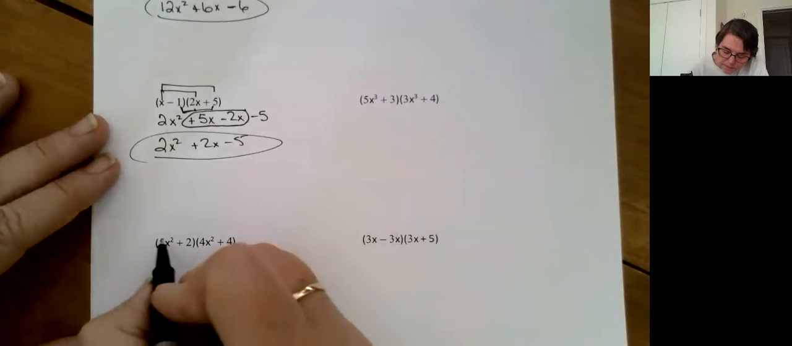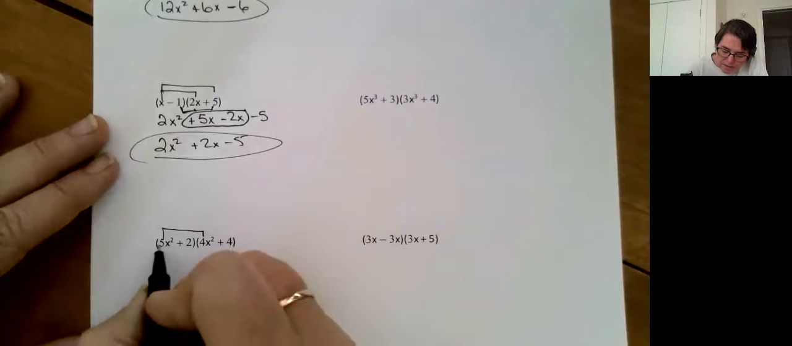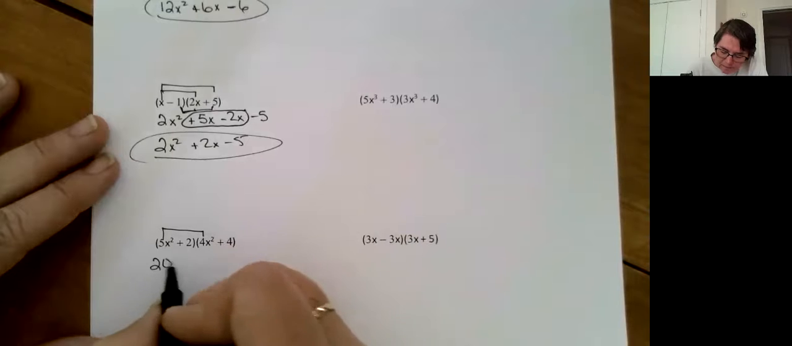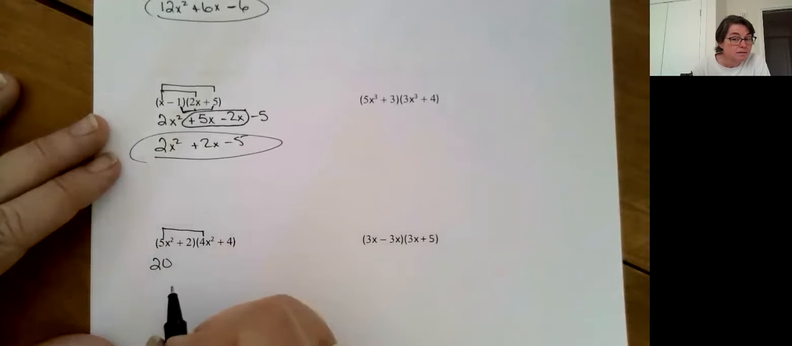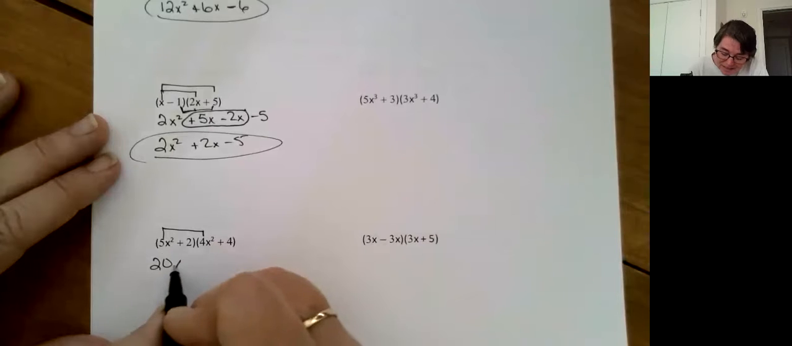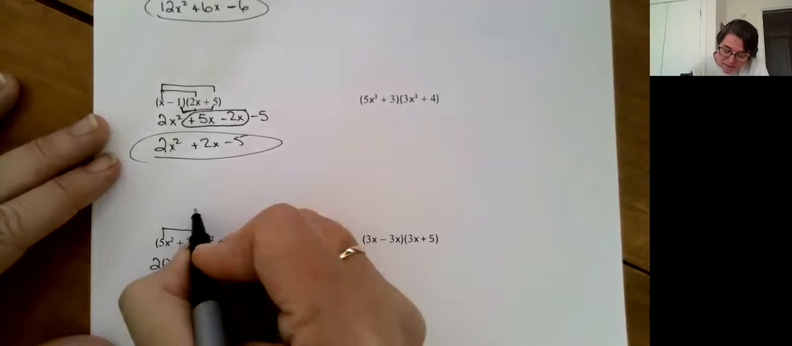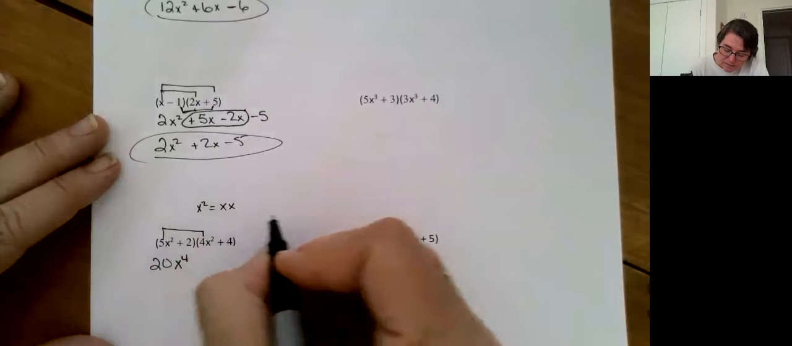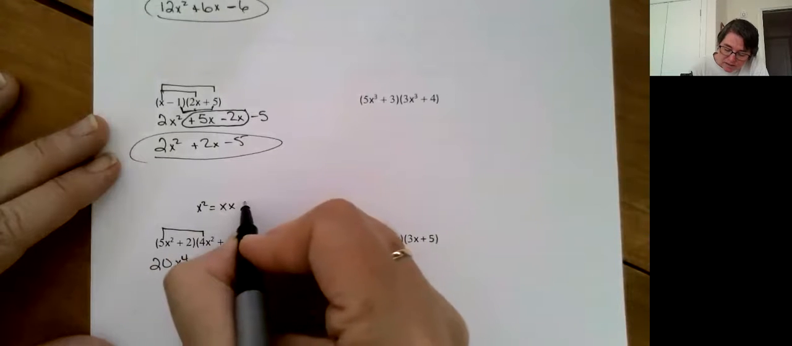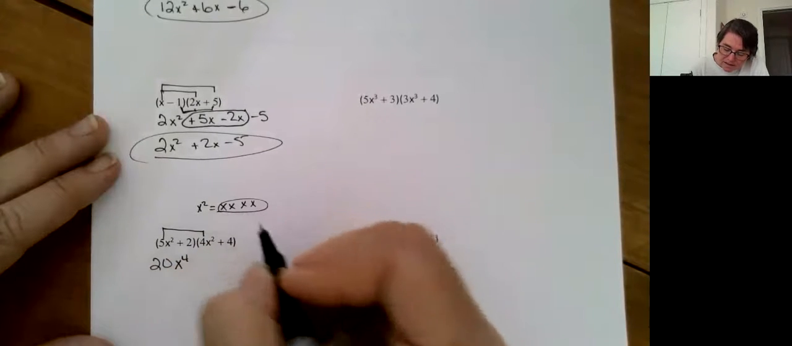Ooh, this one's cool. All right, 5 times 4 is 20, but x squared times x squared is, did you say it out loud? Come on, play along with me. X to the 4th, remember, because x squared is x times x, and another x squared is x and x. That gives you x to the 4th.